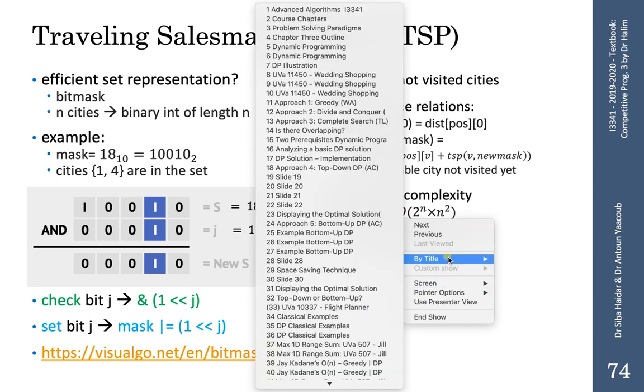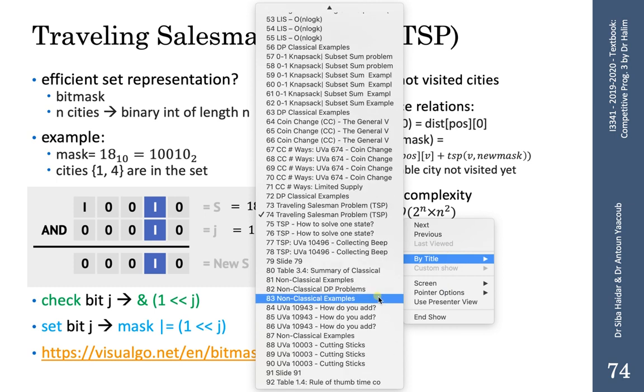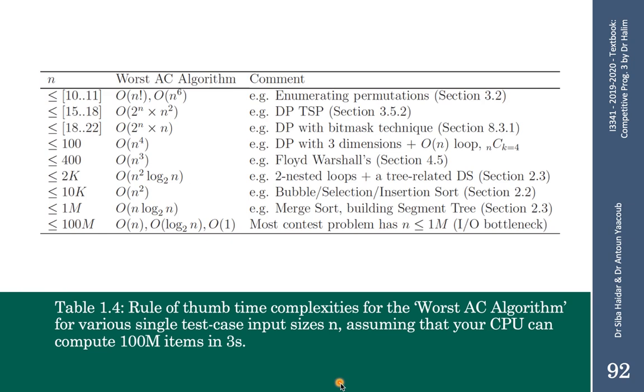We go back now to the table to see what is the improvement we offer. 2 to the power n times n to the power 2. Now we can use n up to 15, 16, 17 or so, instead of a maximum of 11.